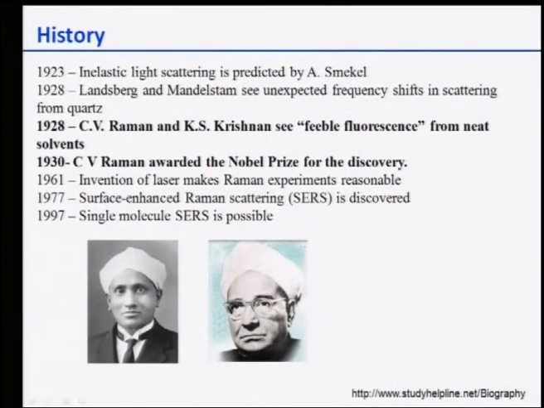In 1928, C.V. Raman and one of his very illustrious students, K.S. Krishnan, while working on different solvents, first saw feeble fluorescence, and it was reported. And within 2 years, it became such intense activity that Raman was awarded the Nobel Prize.